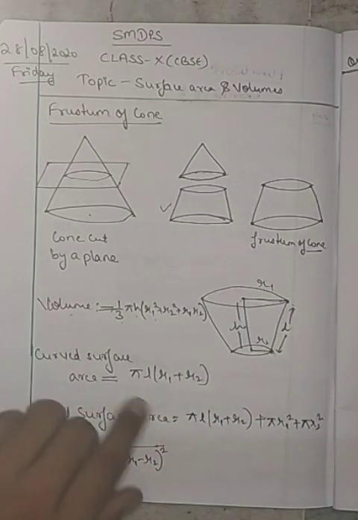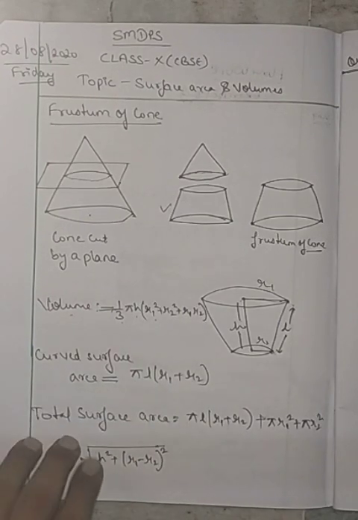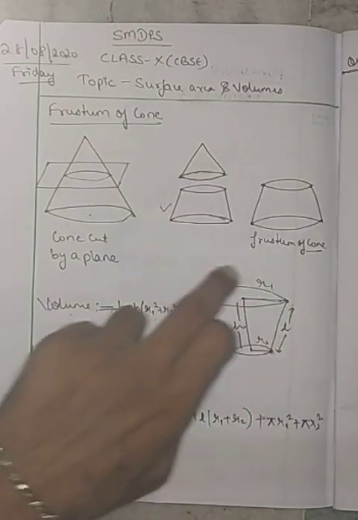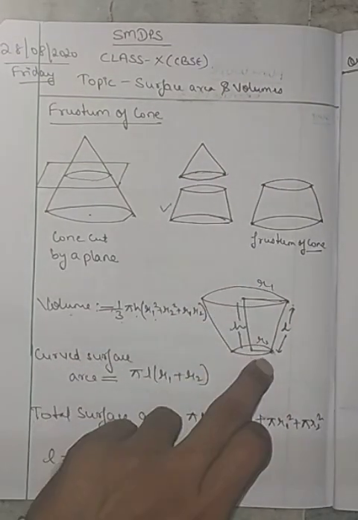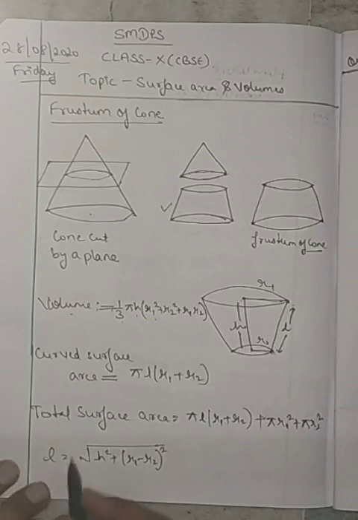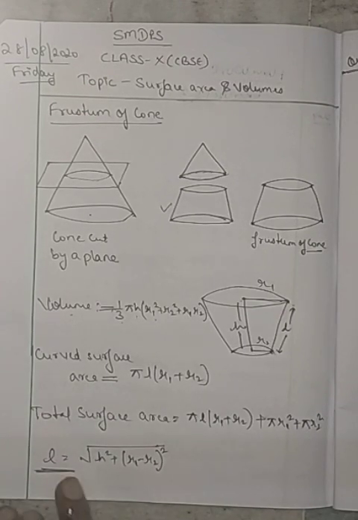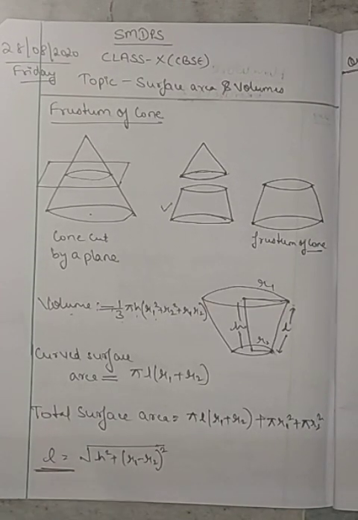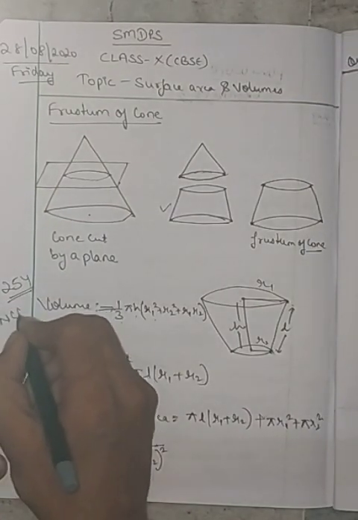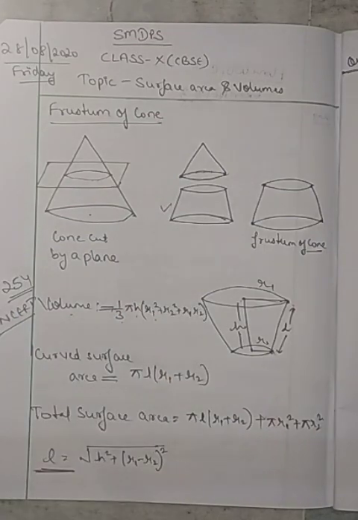Curved surface area is pi L (R1 plus R2) and total surface area is pi L (R1 plus R2) plus area of the top. Top will be circular and bottom will also be circular, so pi R1 square plus pi R2 square. The last formula is of slant height L. L is equal to square root of h square plus (R1 minus R2) whole square. All these formulas are given on page number 254 of your NCERT book.